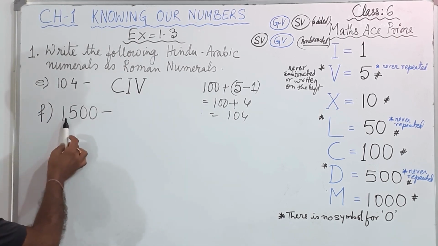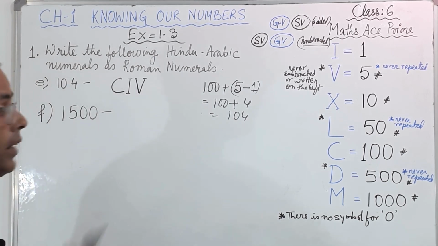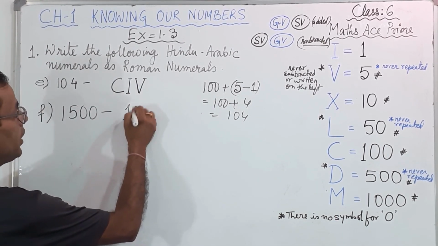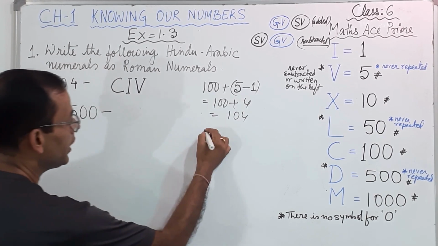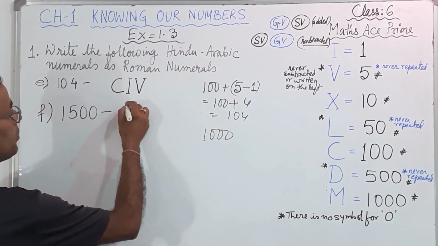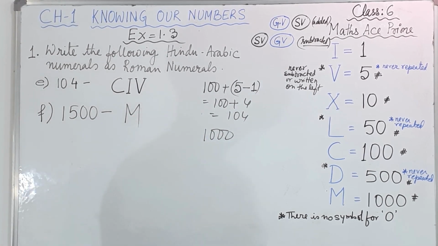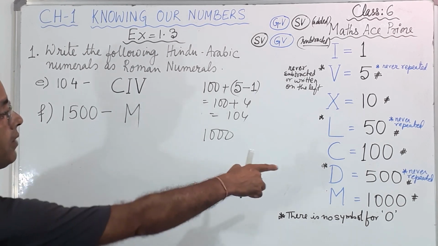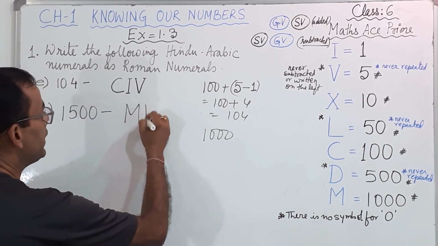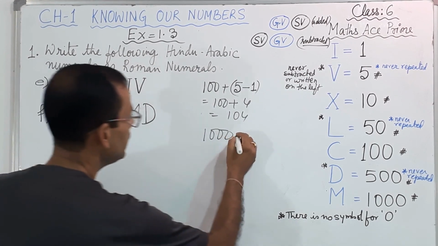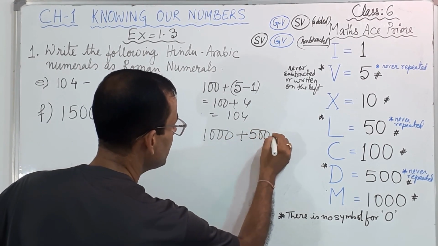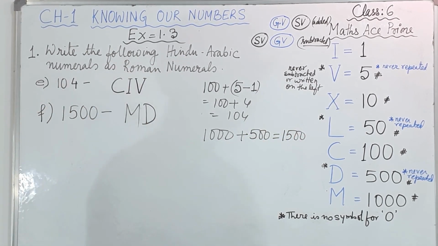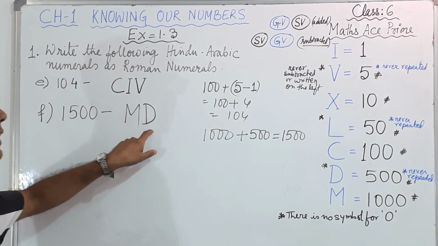Now number F, 1500. So 1500, you can see here, M means 1000. So 1000 I will write, and 1000 means what? M. I will write here M. Clear? The symbol I have to write. Okay, M. Now 1500. So 500 is what? D. So I will write here D. Clear? 1000 plus 500. So what does it come to? 1500. Clear? And you can see M and D.